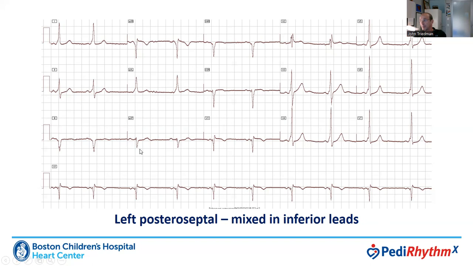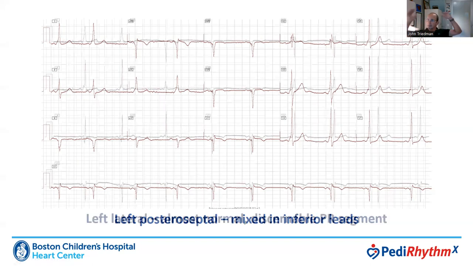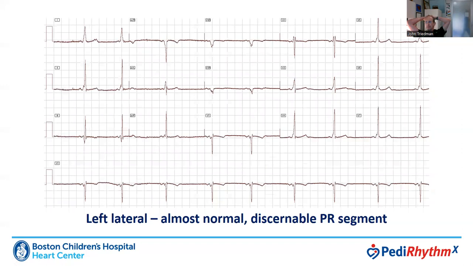And finally, a pathway we generally love to see, which is left lateral pathways. We love to see them because they're typically pretty easy to ablate. These electrocardiograms can be virtually normal. They have a discernible PR segment, and sometimes they have extremely subtle pre-excitation. Just the hint of pre-excitation with loss of the septal Q wave in V6 and lead 1.